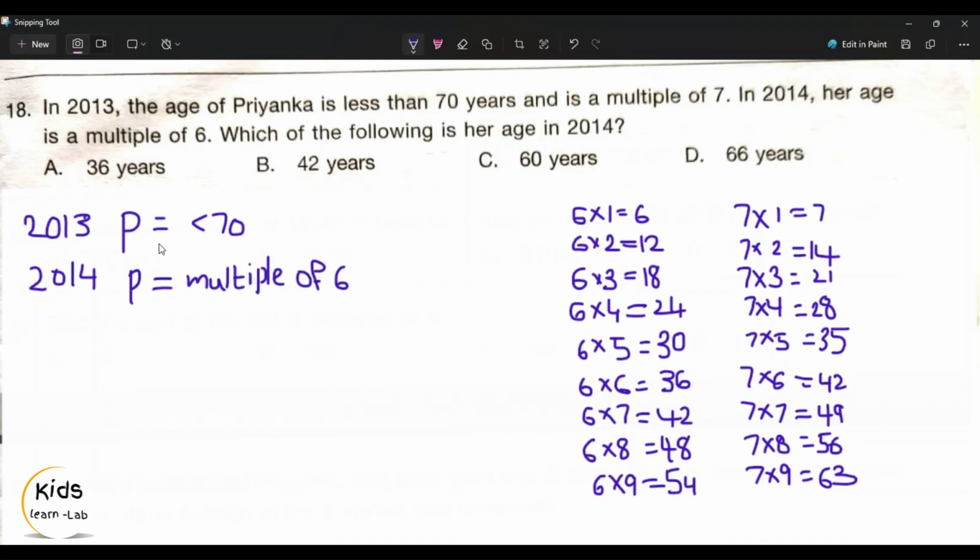So Priyanka's age is equal to, first suppose if we take 7 5s are 35. In 2014, Priyanka's age becomes 35 plus 1 is equal to 36. So 36 is the multiple of 6, children. So option A is the right answer, children.